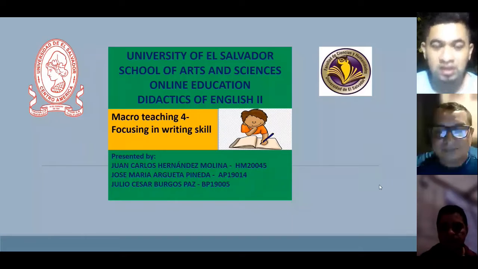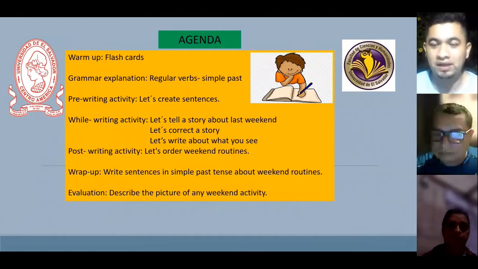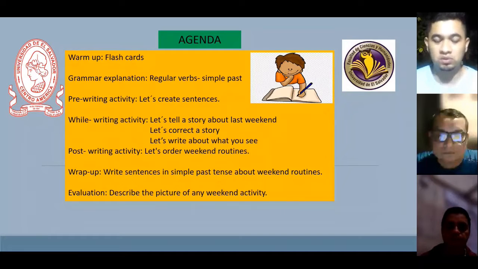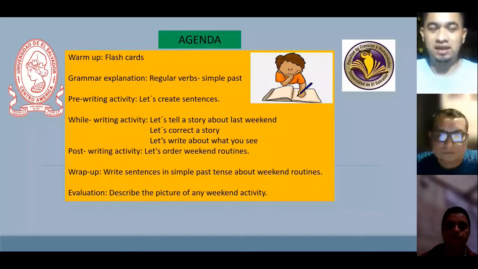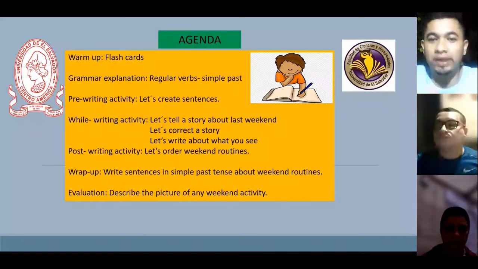So in the next slide, we have our agenda for today's lesson. In the first stage, we're going to have a warm-up. This is going to be some flashcards. And the second one is going to be the grammar explanation, guys. We are going to be talking about the simple past, but specifically about regular verbs. And in our writing activity, we're going to create sentences. In the while-writing activities, we are going to tell a story about last weekend. And the second one, we are going to correct a story.